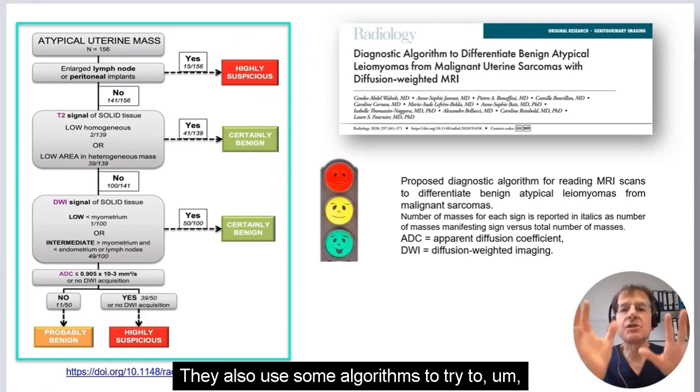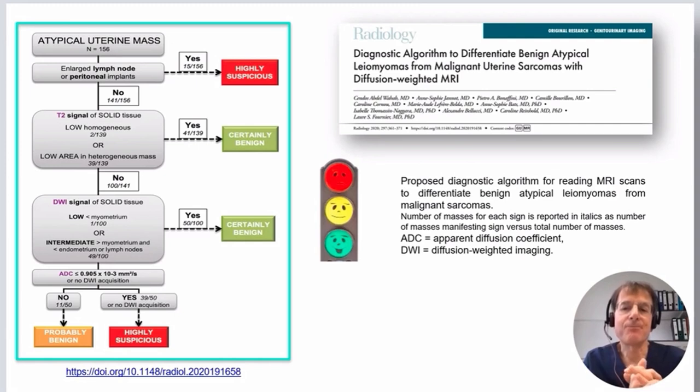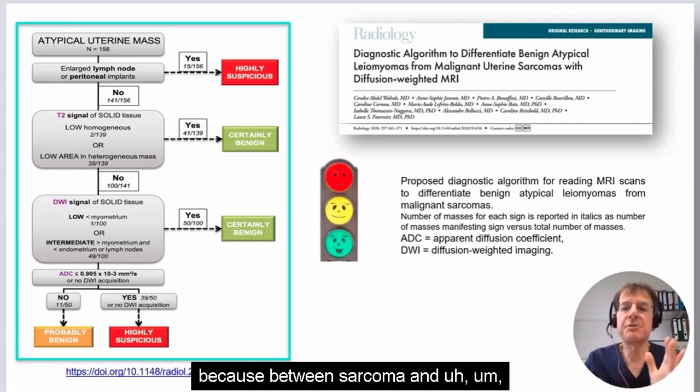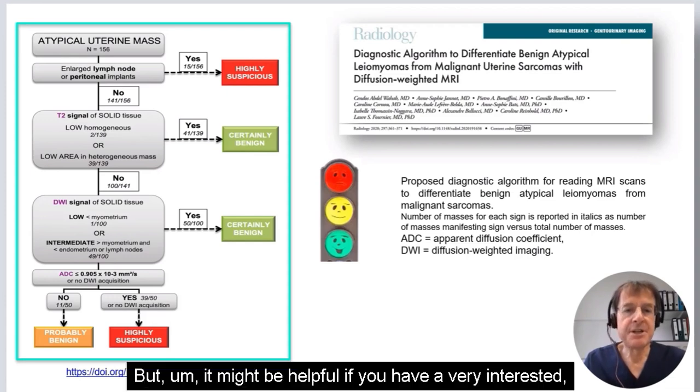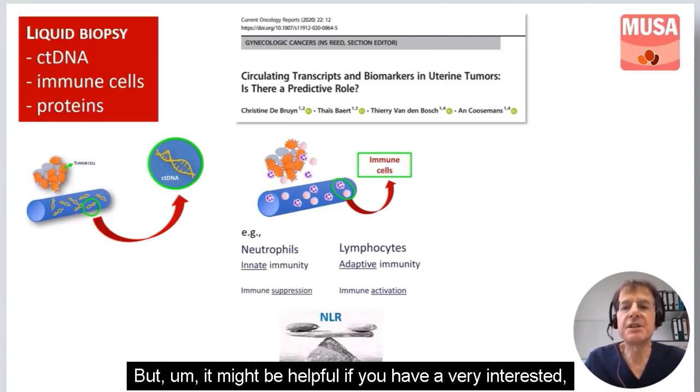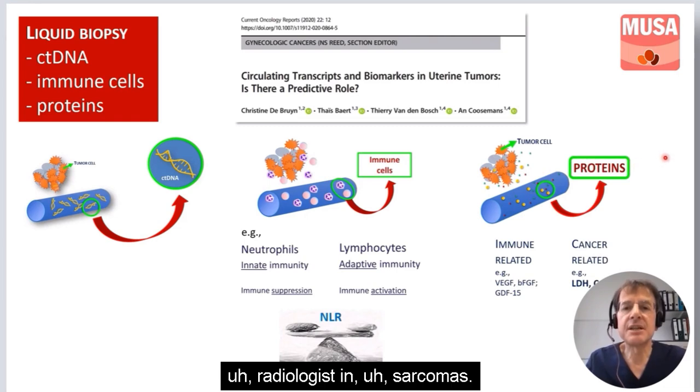They also use some algorithms to try to make the differential diagnosis between sarcoma and fibroids, but it might be helpful if you have a very interested radiologist in sarcomas.